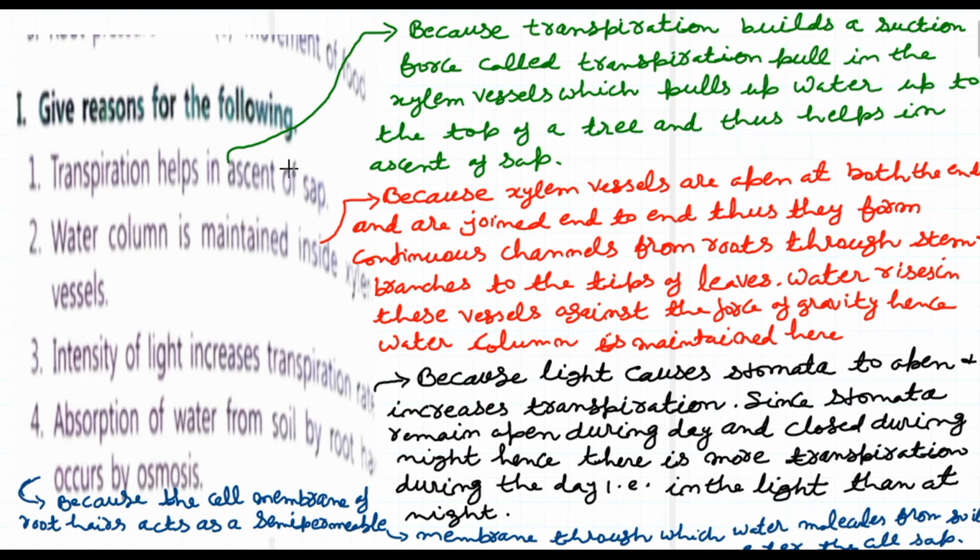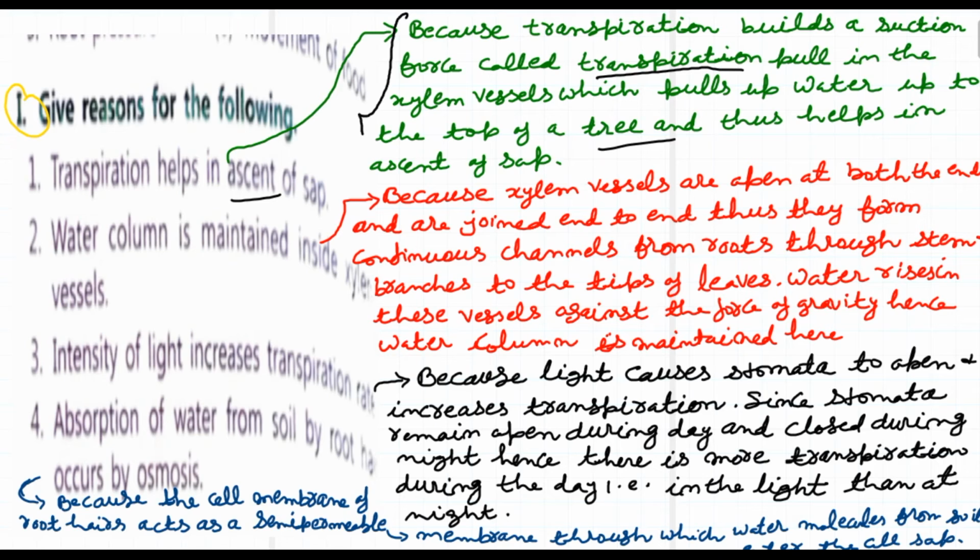Next, give reasons for the following. The next question is in your book. Transpiration helps in ascent of sap. Because you have to give a reason, we will start with: because transpiration builds a suction force called transpiration pull in the xylem vessels, and this transpiration pull pulls water up to the top of a tree from the root and thus helps in ascent of sap, right? So this is the reason why transpiration helps in ascent of sap.